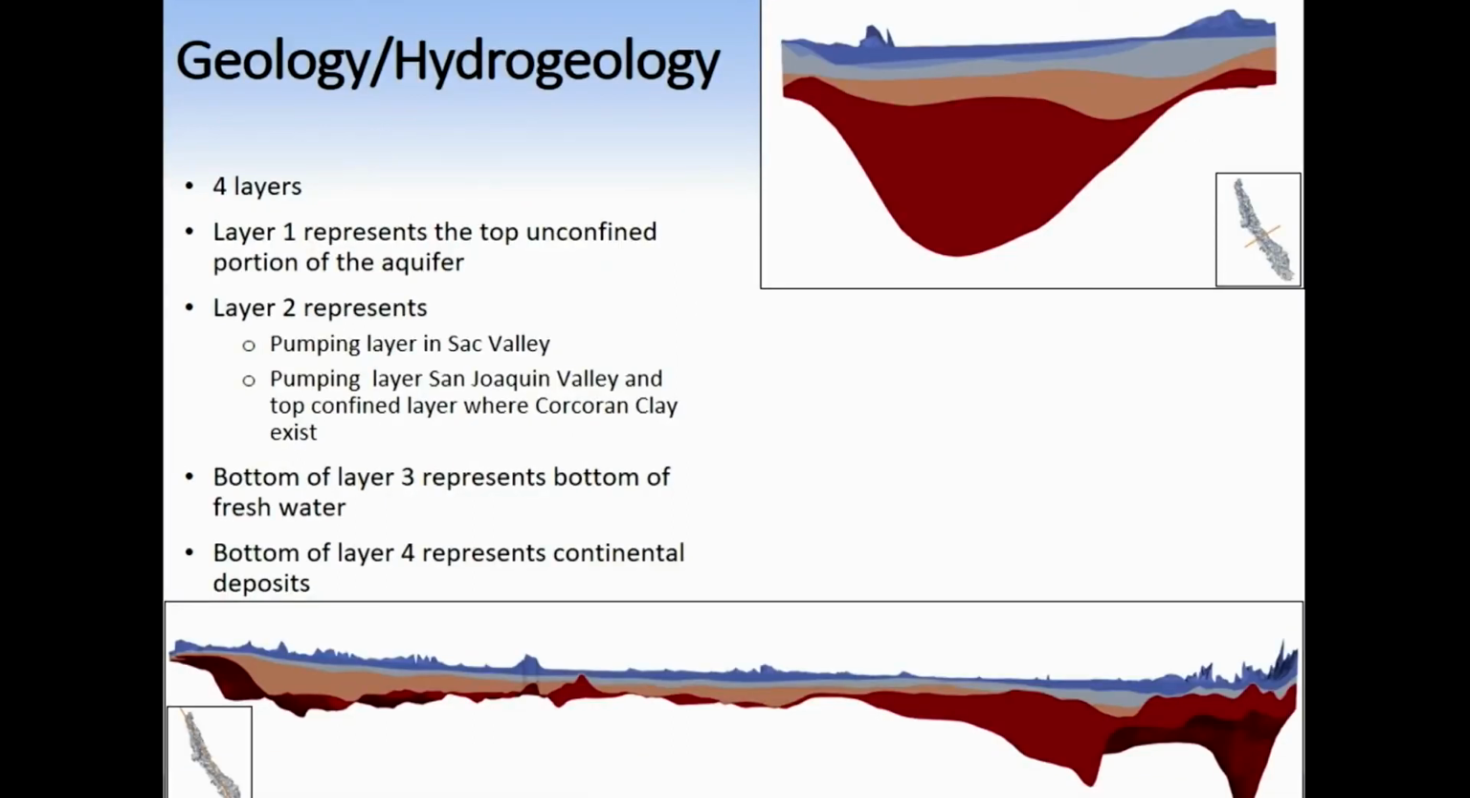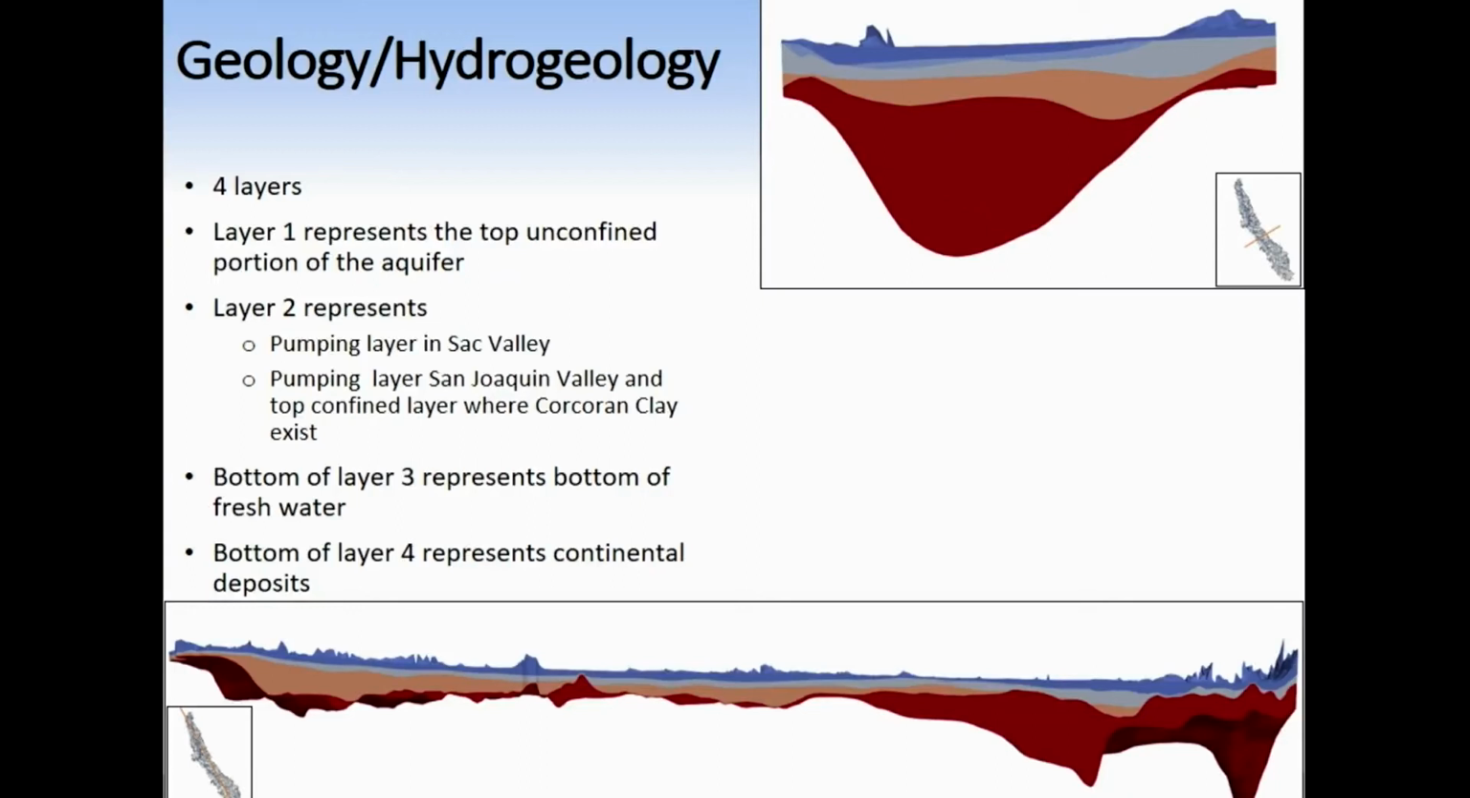Geology and hydrology. The model has 4 layers, as John mentioned. Layer 1 represents the top unconfined layer in the model. We pretty much followed the existing C2VSim information for layer 1, and we updated it as necessary in this update of the model. Layer 2 represents the majority pumping layer in most of the model area. In the Sacramento Valley, it's basically the second layer, but in the San Joaquin and Tulare basins, it might be the first confined layer in the areas where we have Corcoran clay. We define layer 3 as the bottom of fresh water.